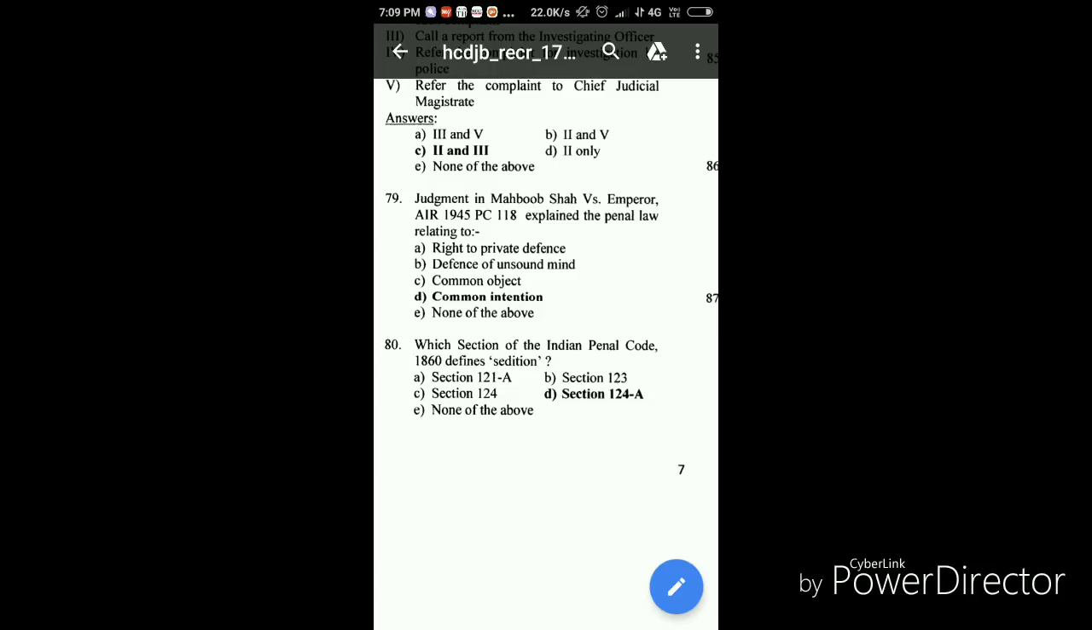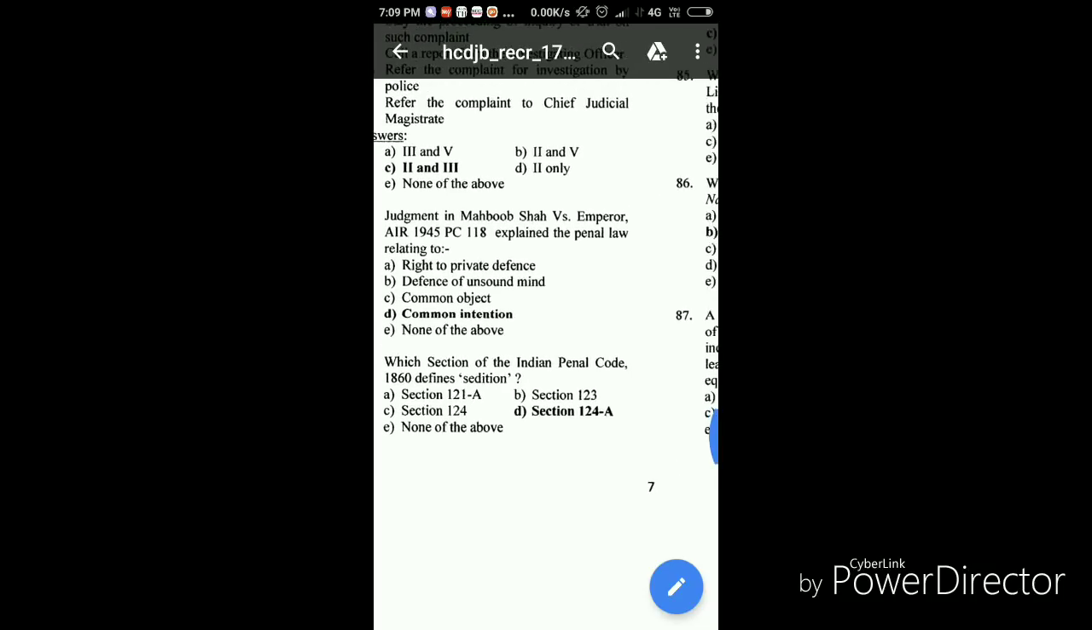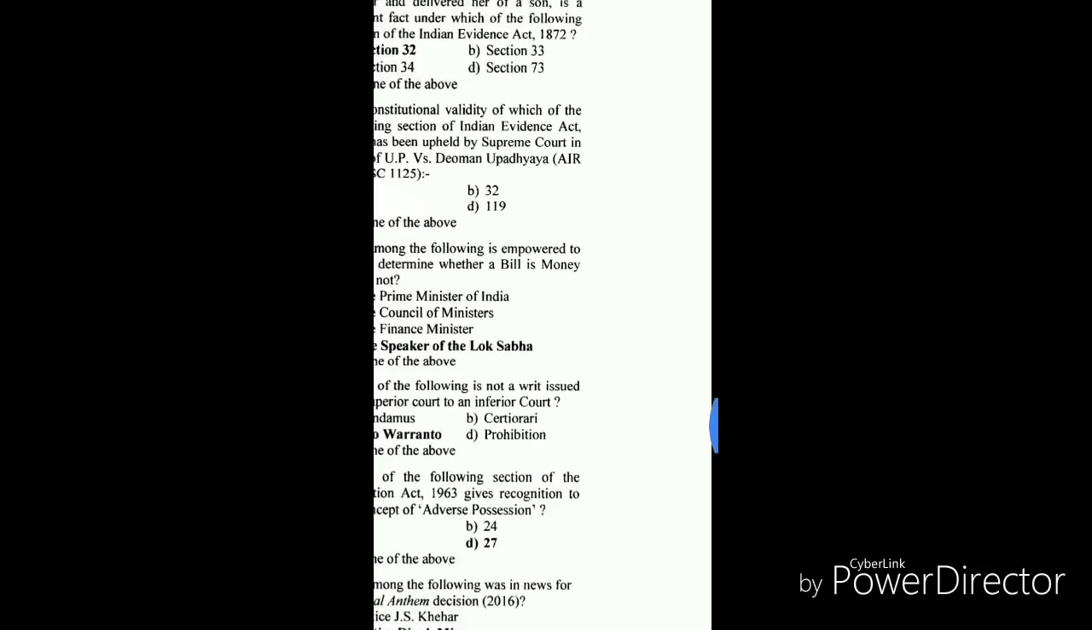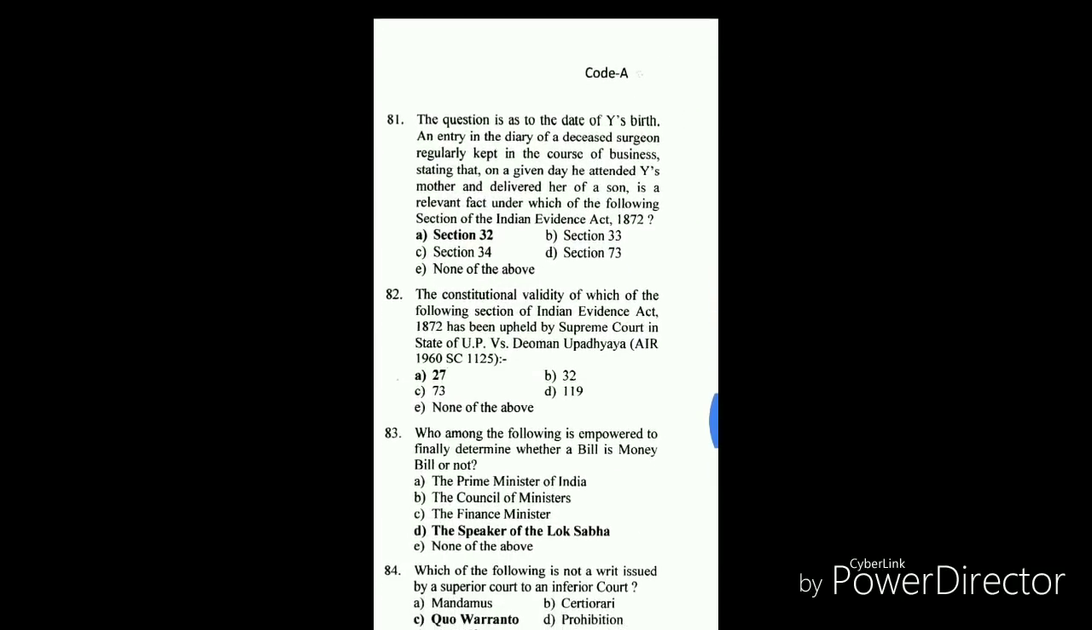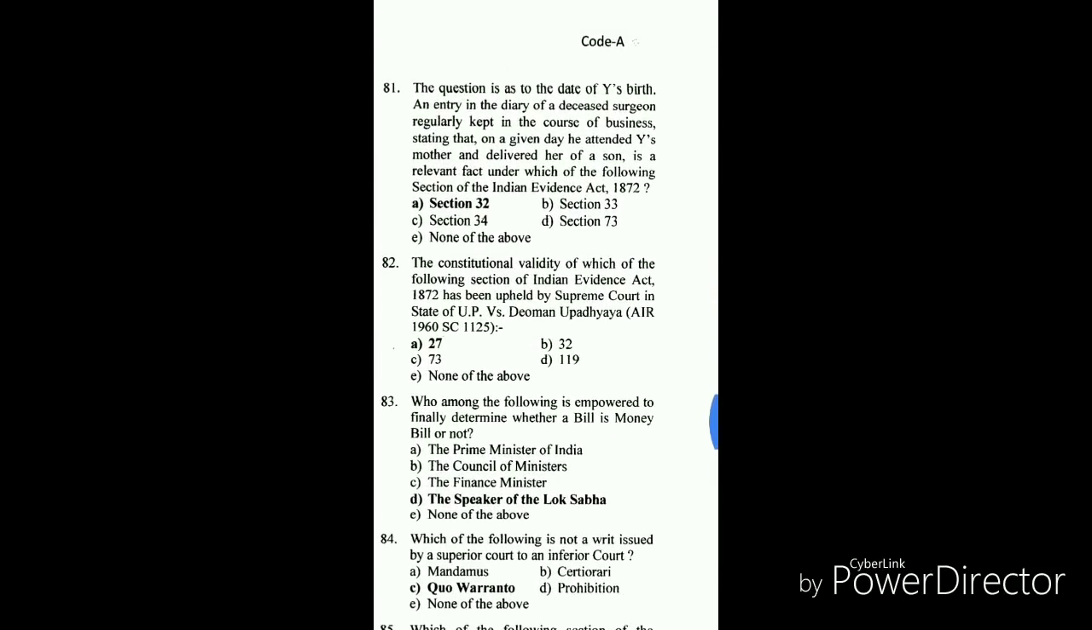Now, question number 80: which section of the Indian Penal Code 1860 defines sedition? Section 124A. Sedition is some kind of offense which is against the state. When you raise some kind of slogan or anything which is against the state, then you can be charged under 124A.